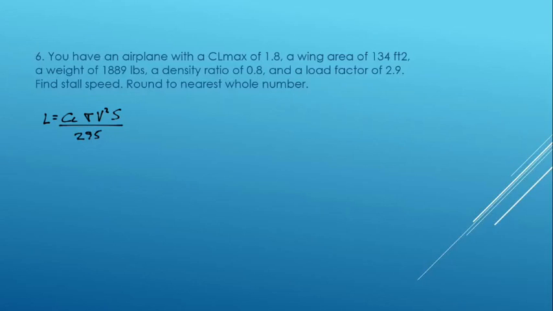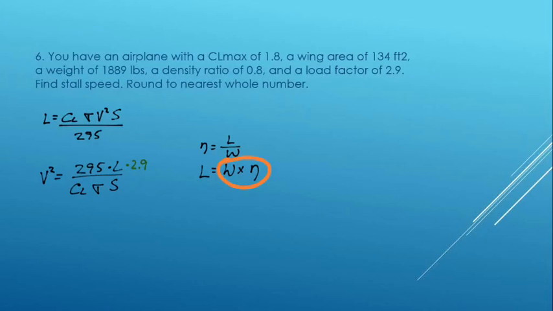For problem 6, we add a load factor in here. We want to find stall speed, so the first thing is to take the lift formula and rearrange it to solve for stall speed. And I added a load factor in here because the load factor is equal to lift divided by weight. Since load factor is equal to lift divided by weight, then we can get the total amount of lift by multiplying weight times load factor, which is what I have done right here.